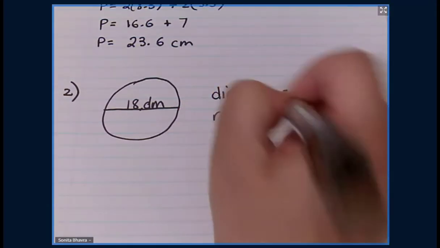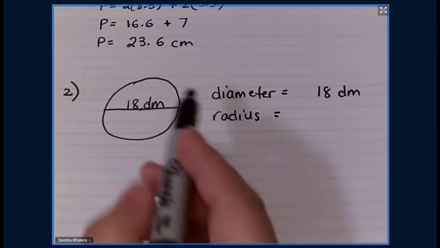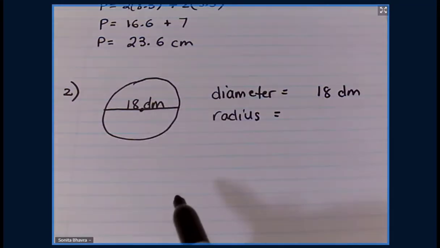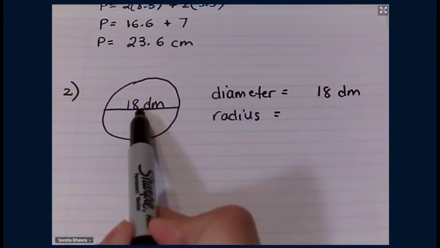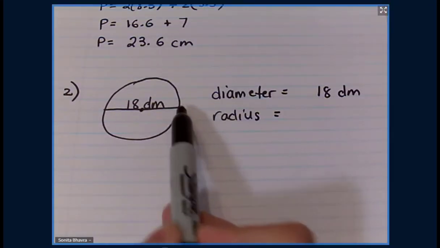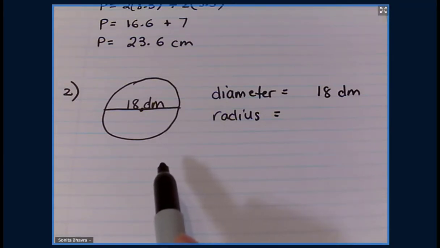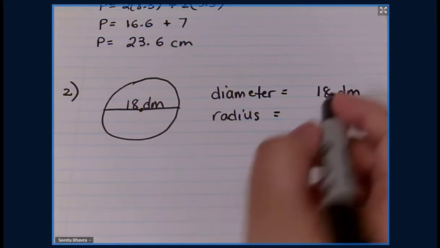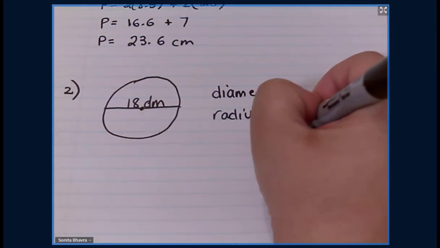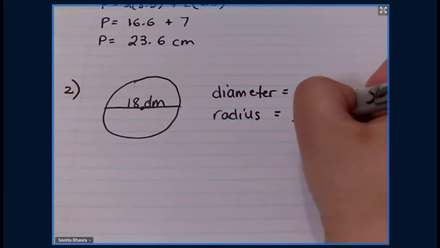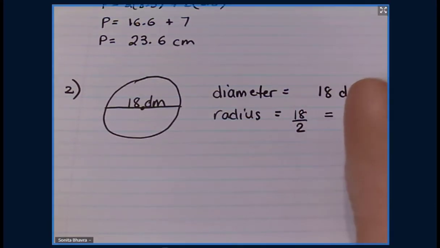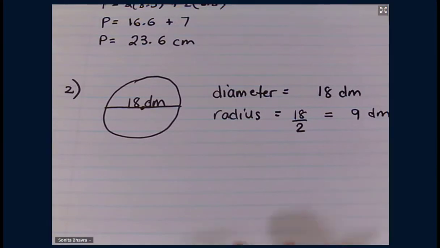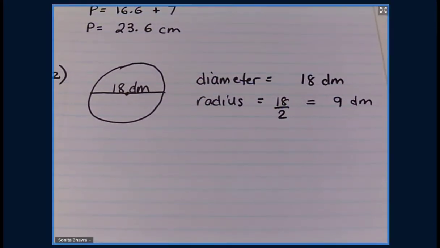But we can also figure out our radius. Our radius is always half the diameter, and the radius is always from a point on the circle to the center of the circle. So from the center to an end point on the circle, it's always half the diameter. So radius would always be diameter divided by 2, which would be 9 in this case. So you can use either formula for circumference.